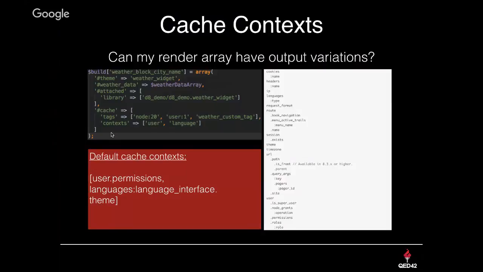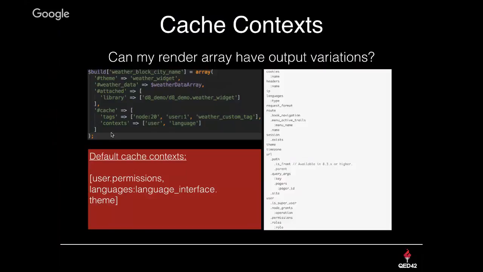So let's say you're building a multilingual website. You'll want to have different variations of your node cache. So for example, your node/1 in English would have a separate cache entry, and your node/1 in French would have a different entry. In that case, that's the use case wherein you'll use cache context.